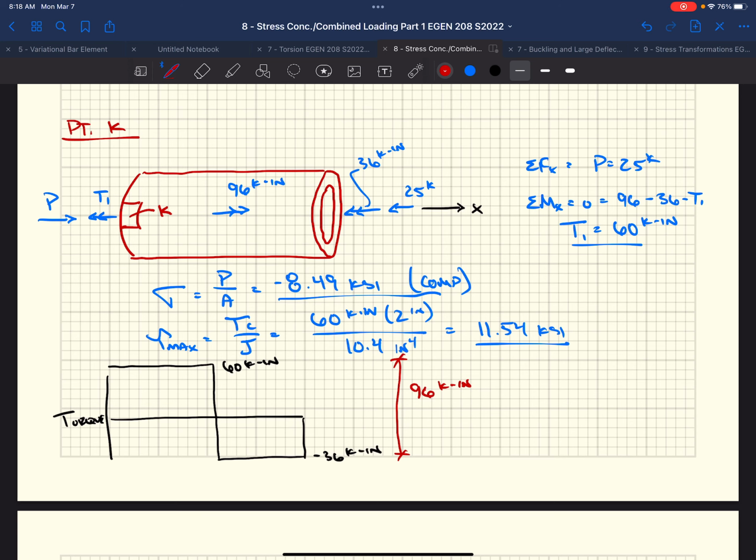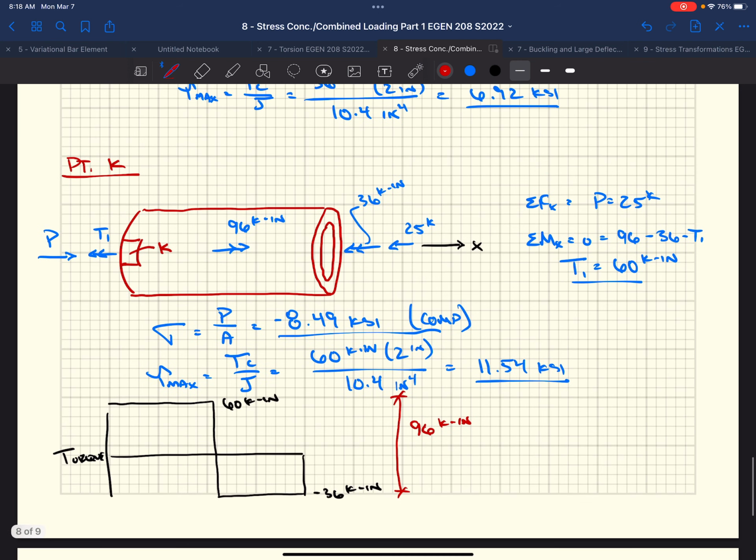Yeah? Why is the area negative, or the stress negative? The stress is negative because if you remember from our axial stress calculations, right, the sign on stress is positive if the force is acting away from the surface, and it's negative when the force is acting towards the surface, right? Which is tension and compression. Yes? On your first free body diagram, how come the 25 kips is going to the right?